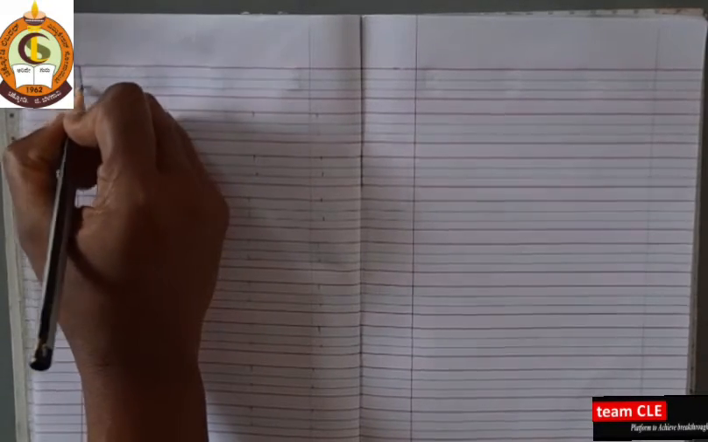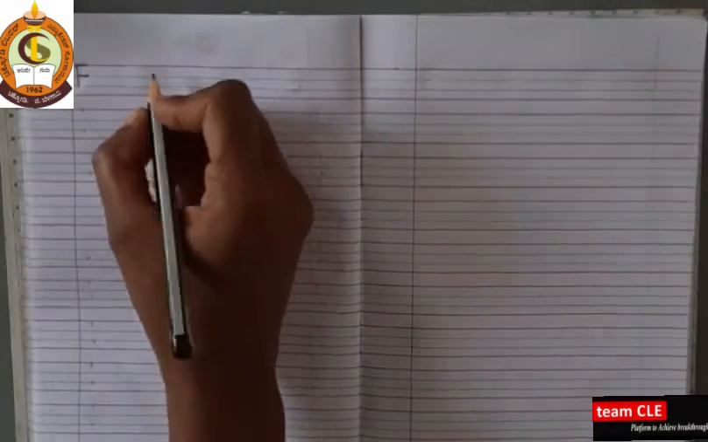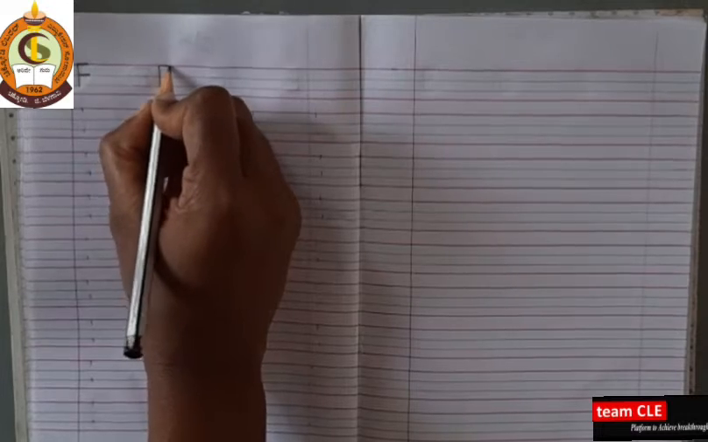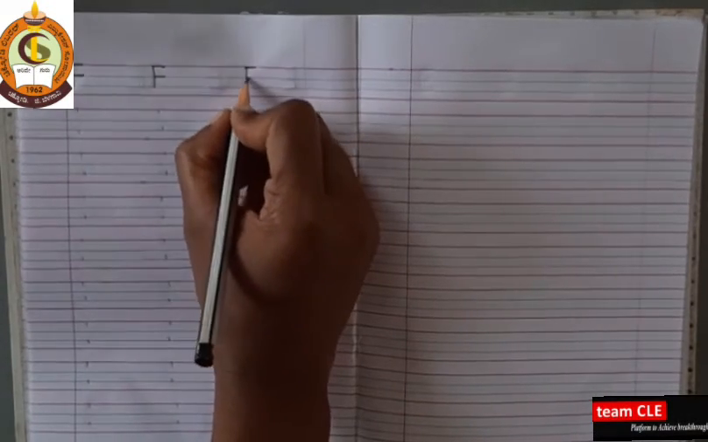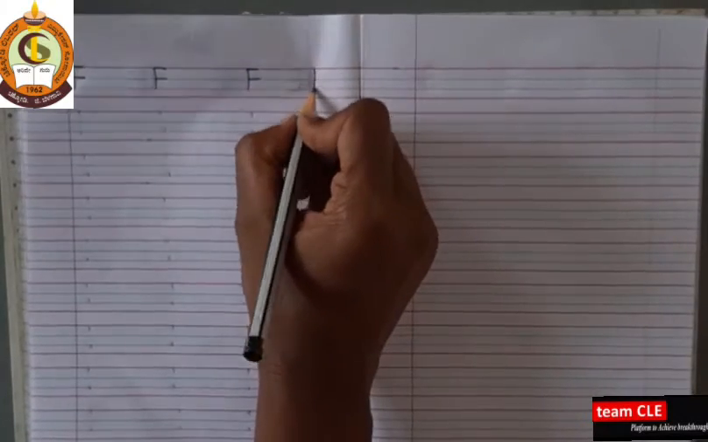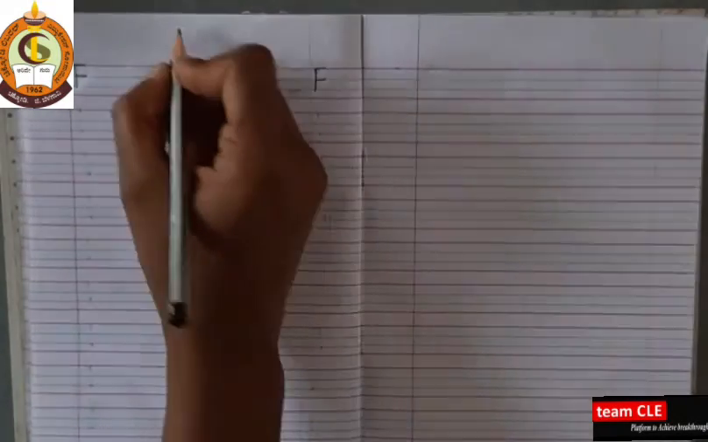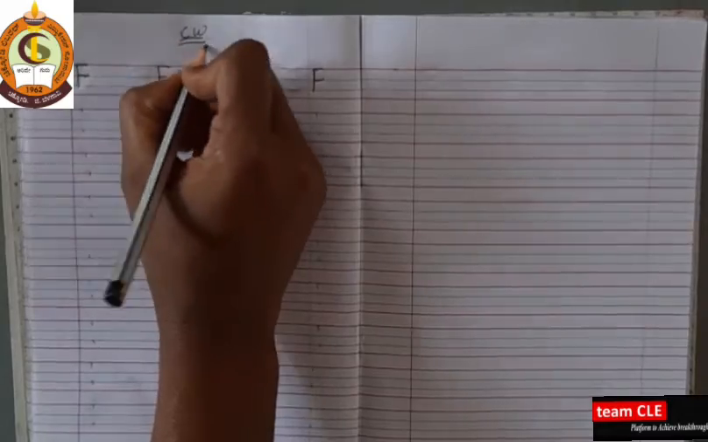Okay. See how to write the letter F. Here children, standing line, 2 sleeping lines. Is it? Okay. See. Standing line, 2 sleeping lines. So this is a classwork.